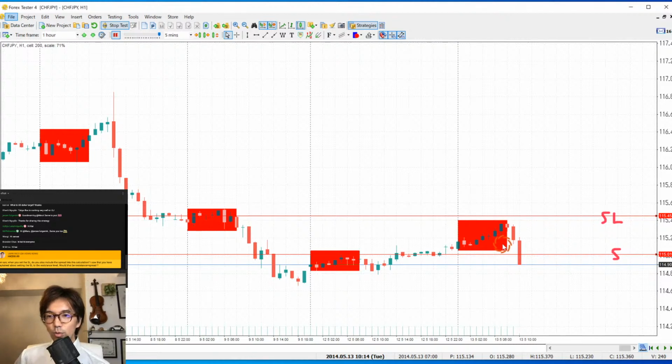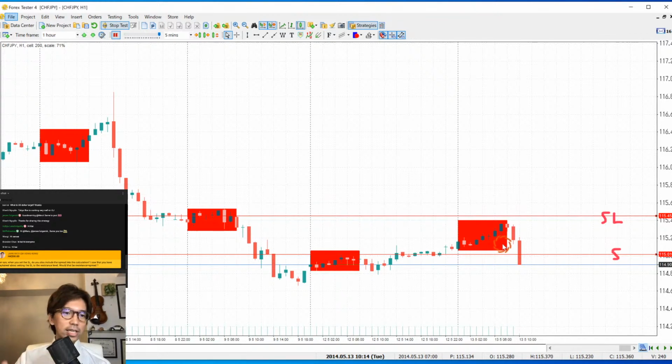And he says, Kei-san, when you set the SL, do you also include the spread into the calculation? I saw that you have explained about setting the SL to the resistance level. Would that be resistance plus spread? Yeah, exactly. So I take the spread into consideration, but I am more of a day to swing trader.